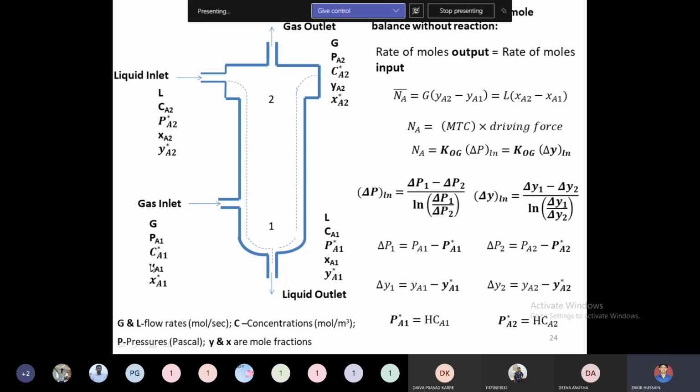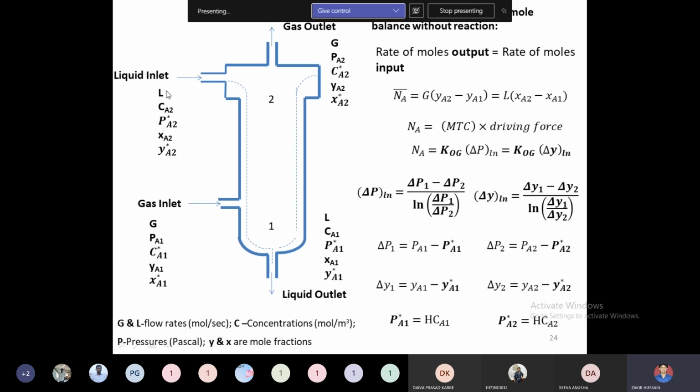Then Ya1 is the mole fraction of component A in the gas phase. And Xa1 star is the equilibrium mole fraction of that component A in the same liquid phase. Then the liquid flows in from the top of the tower, where L is the molar flow rate or the mass flow rate. When mass is used, it is kg per second. When moles are used, it is mole per second.